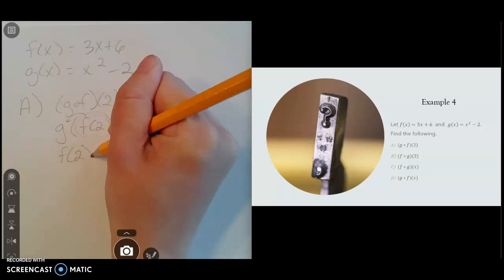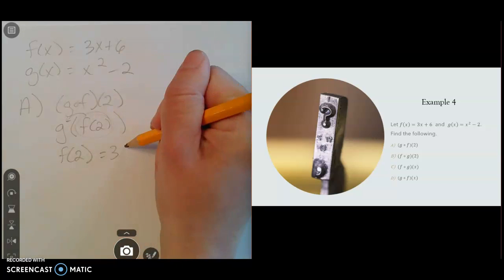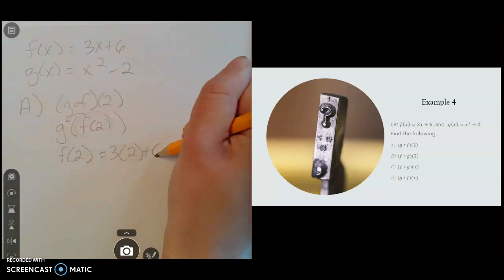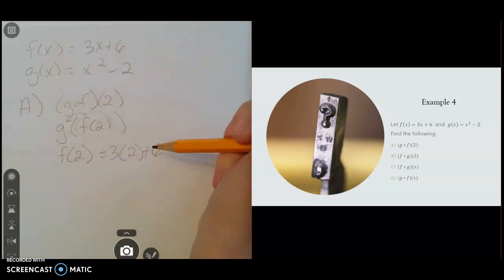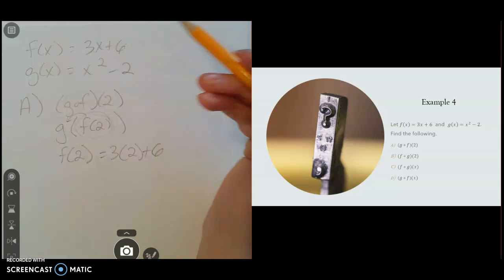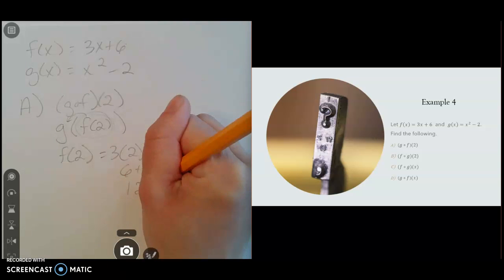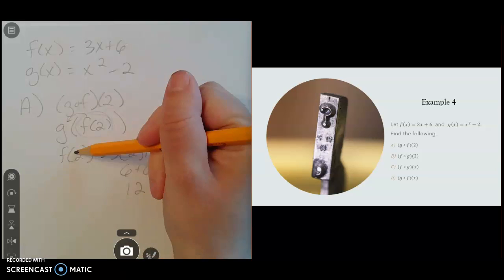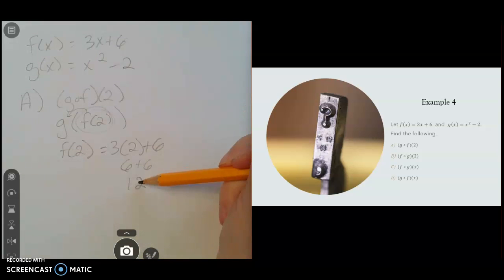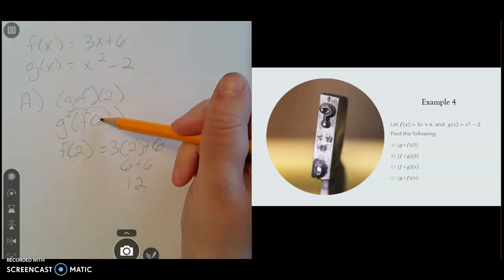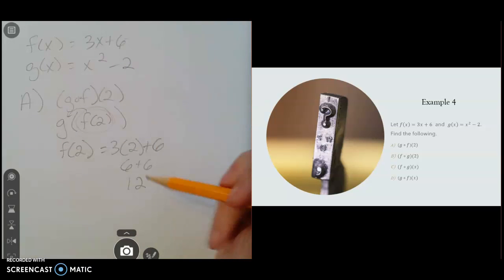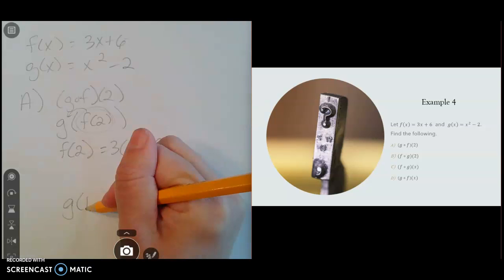So we're going to do f of 2, which is going to look like 3 times 2 plus 6. We're going to do 3 times our x, so x is 2, and then plus 6. 3 times 2 is 6, and 6 plus 6 is 12. So now I've got f of 2 is 12, and now we're going to do g of that f of 2. Well, f of 2 is 12, so we're going to do g of 12.